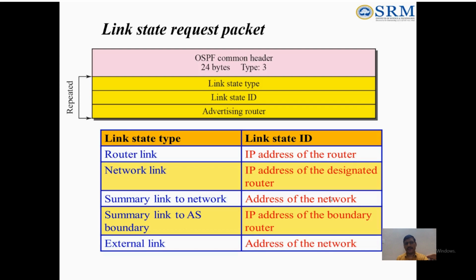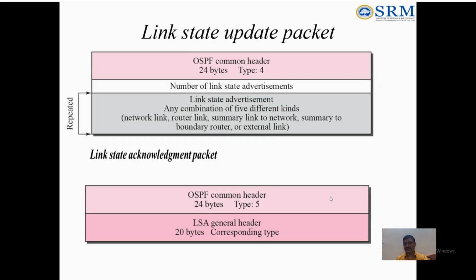Link state request packet. It has an OSPF common header. It's of type 3. We have a link state type, link state ID, and advertising router. When I am saying link state type, what is the link state ID? When I am saying a router link, it holds the IP address of the router. When I am saying a network link, it holds the IP address of a designated router. Summary link to the network, it's the address of the network. Summary links to AS boundary, meaning autonomous system, it's the IP address of the boundary router. External link, address of the network. So these are the different link state types, and for each and every type, the description is this.